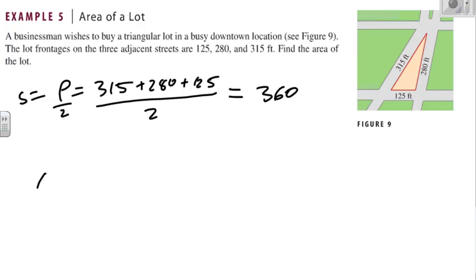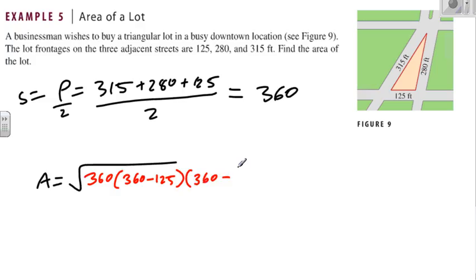And then our formula is square root of semi-perimeter times, and you subtract each thing. So 360 is going to be a part of each one. 360 minus A, 125. 360 minus B, 280. And 360 minus C, 315.